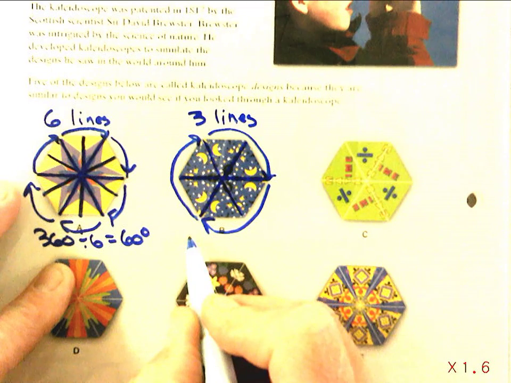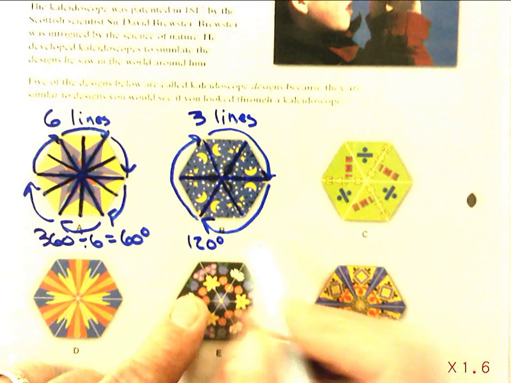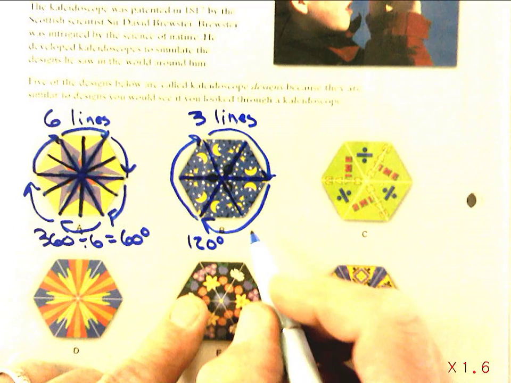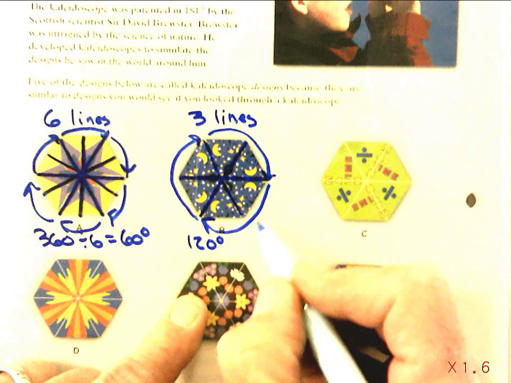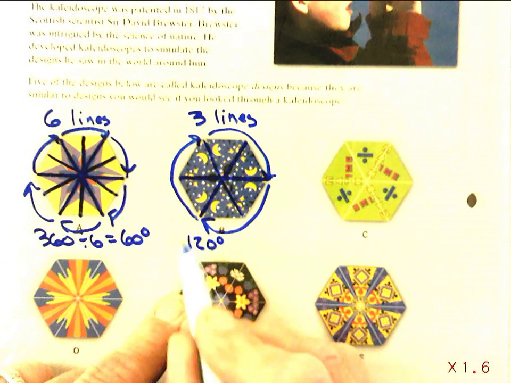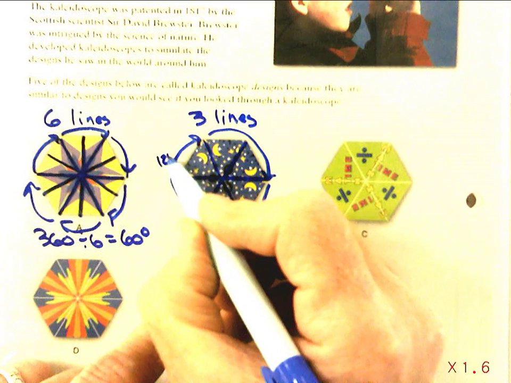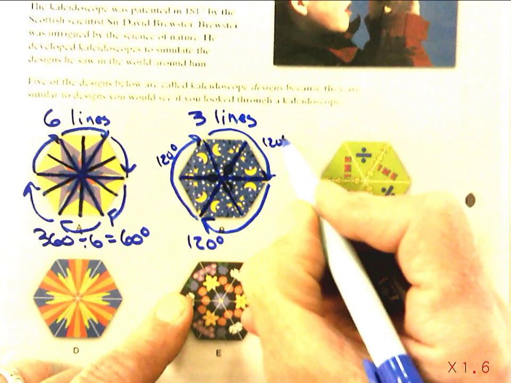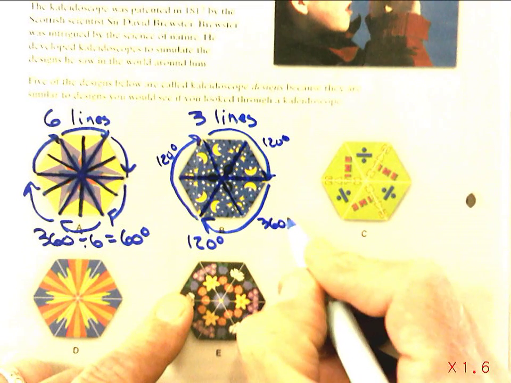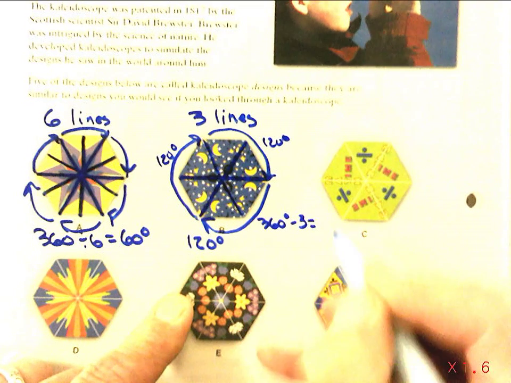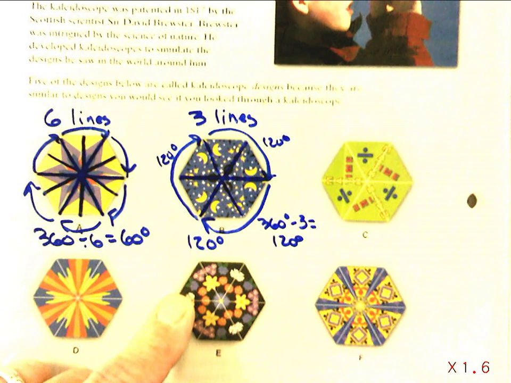And I have 120 degrees for each section, because if I take 360 divided by 3, that equals the 120 degrees that I got for each of these angles. So 120, 120, 120. And so that was 360 divided by 3 equals the 120 degrees for each angle of rotation.